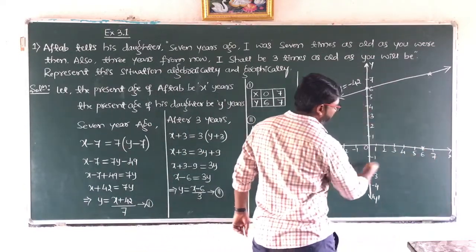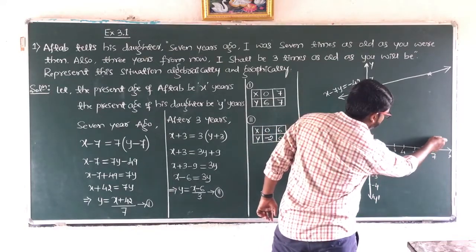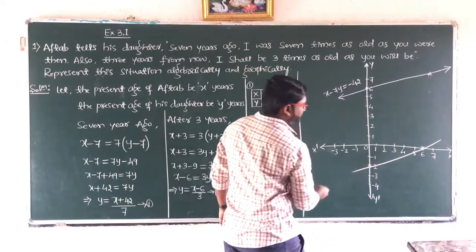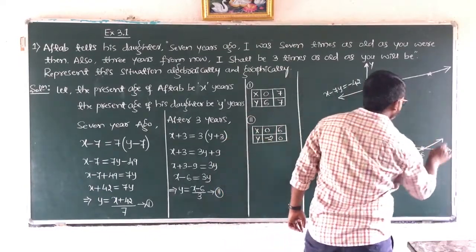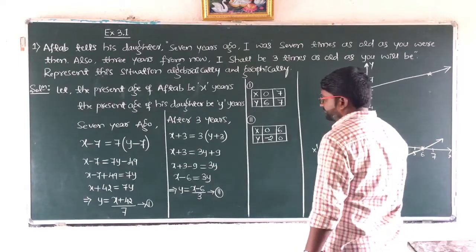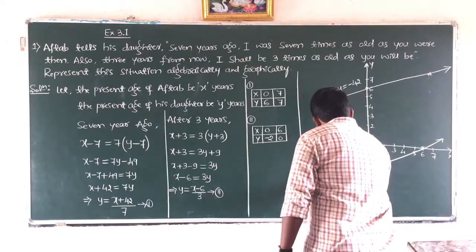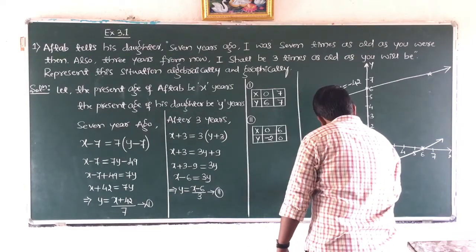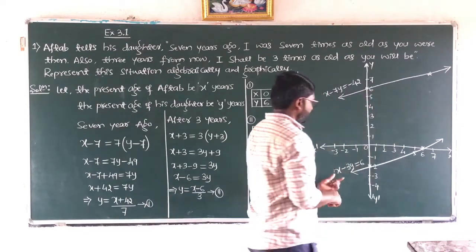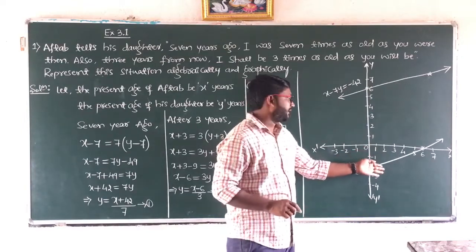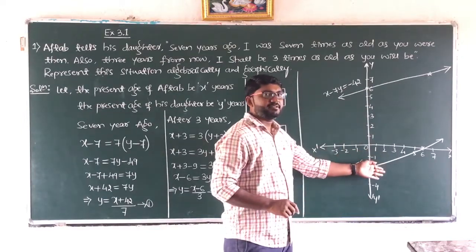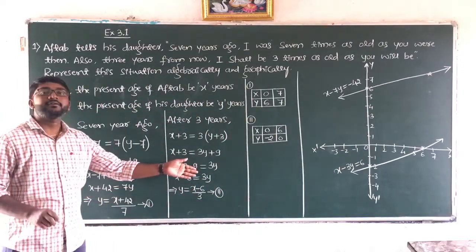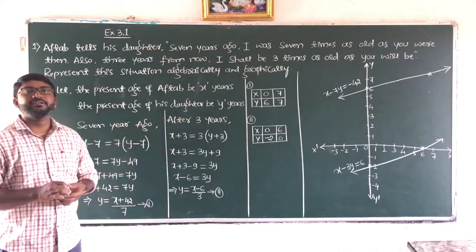So now we have to join these 2 points with the straight line. So this looks like this. Now here I have to write the equation. So equation of this will be x minus 3y which is equal to 6. So this is the equation of the second line. So this is the graphical representation, whereas these 2 equations are the algebraic representation. So this is all about the first problem.